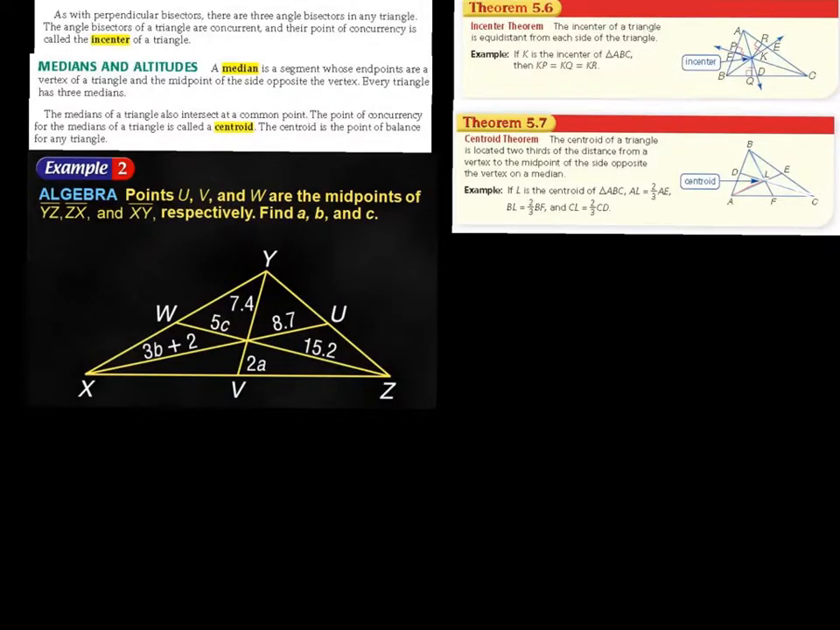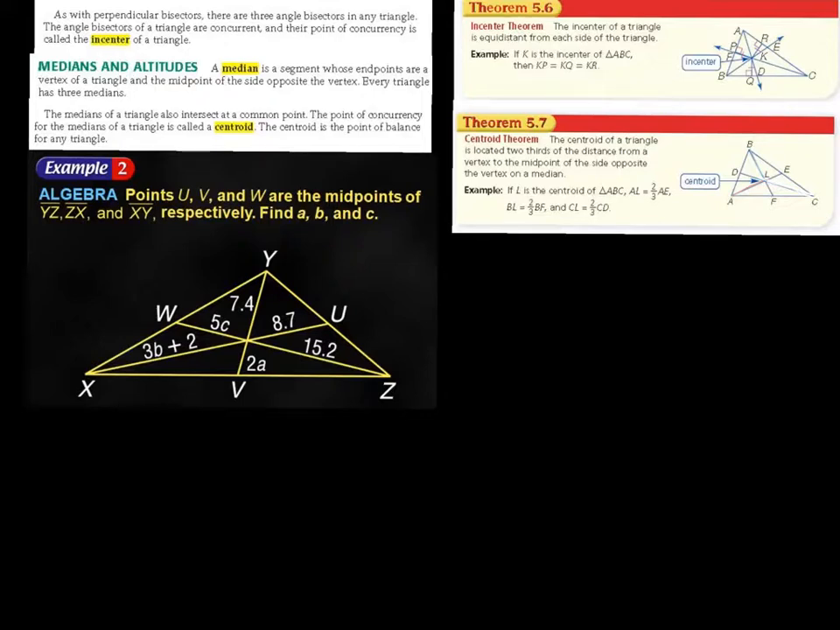Example 2. I skipped one because it was a proof, and we're going to let those go this chapter. Points U, V, and W are the midpoints of YZ, ZX, and XY, respectively. Find A, B, and C. Well, we're looking at the point where the medians cross, so that'll be the centroid, and so we have that whole 2/3 relationship going on. So let's go in alphabetical order and start with A.